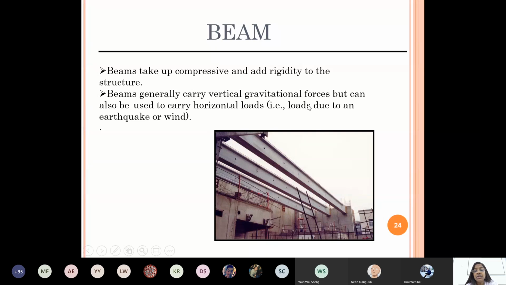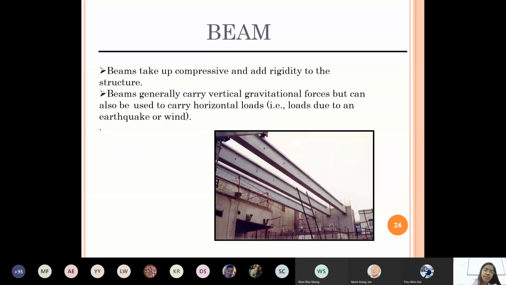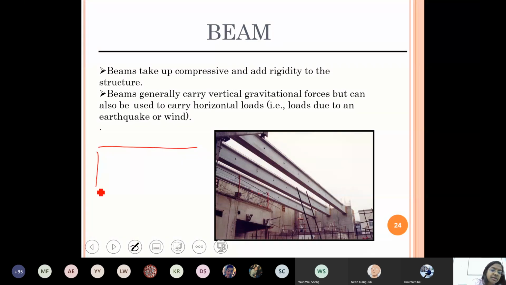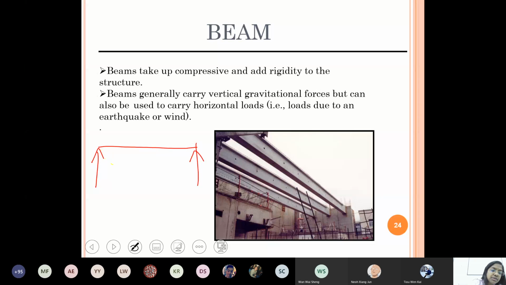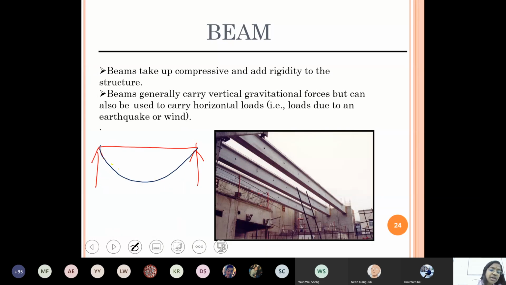Beams generally carry vertical gravitational forces, but can also be used to carry horizontal loads due to an earthquake or wind. When you load a beam, say a simply supported beam like this, the failure section may be something like this. I use the other color, blue. The failure may be like this, okay?